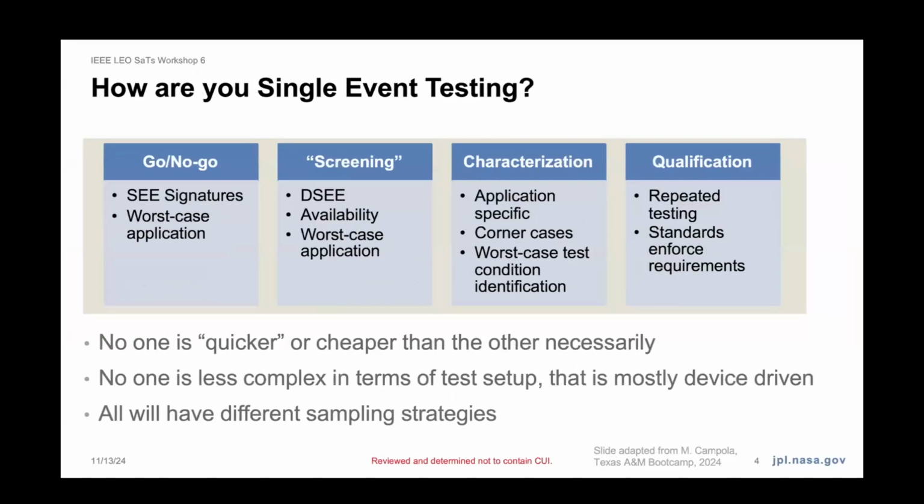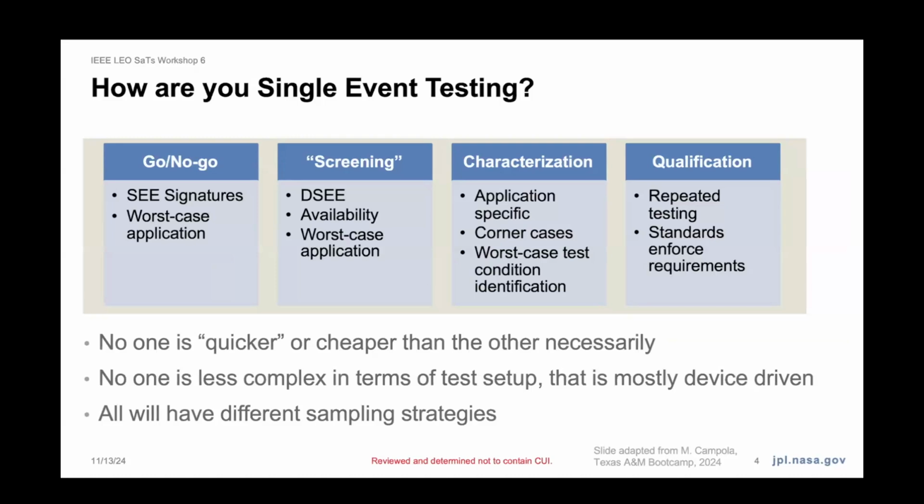And the other thing is, how are you testing? And each of those roles may have a different kind of test approach depending on where you are in your test cycle or design cycle, right? You may be performing go, no go testing, where you're just quickly trying to evaluate a device or a set of devices to down select to the best performing one. If you have a single device in mind, you may be performing a screen to a given requirement if you have requirements set already. Typically, this is a destructive SEE or DSEE.